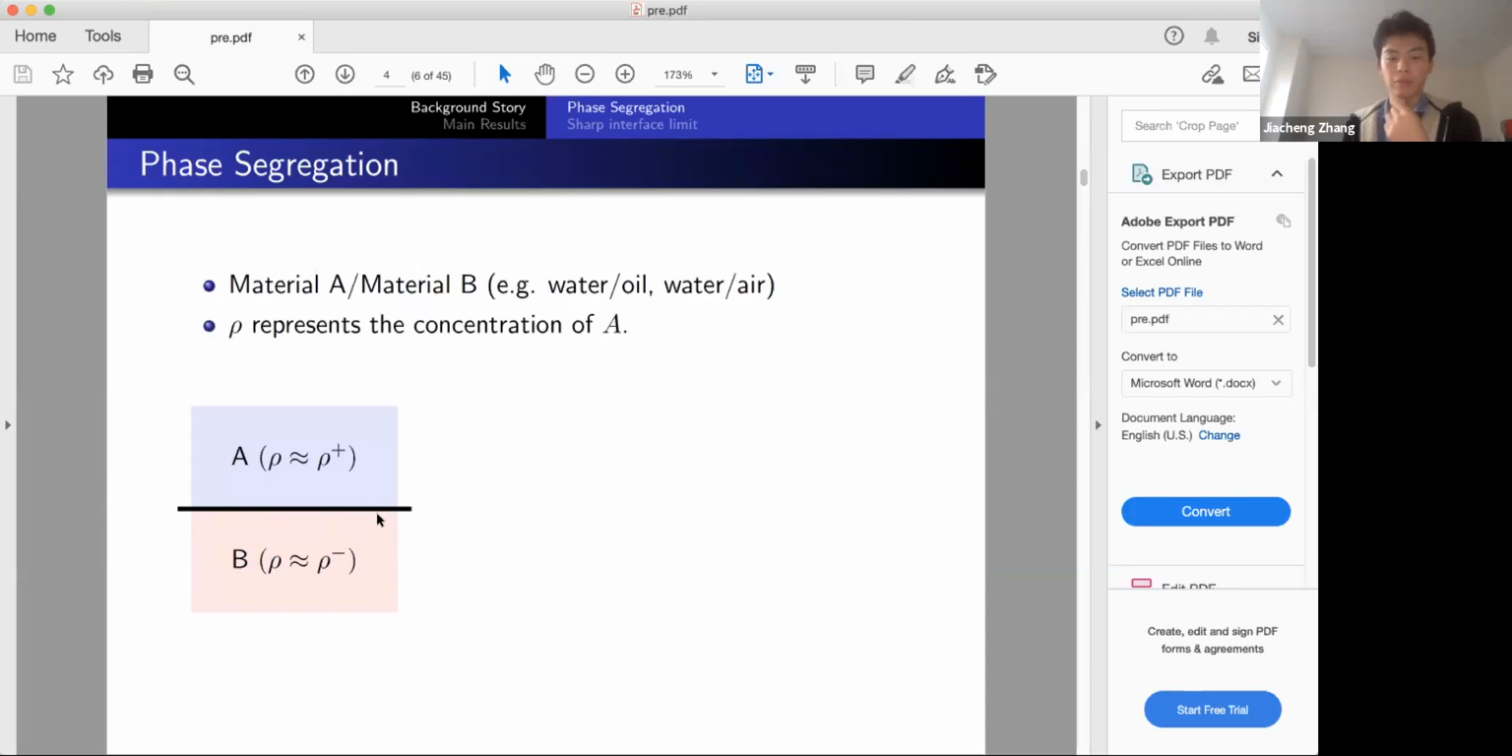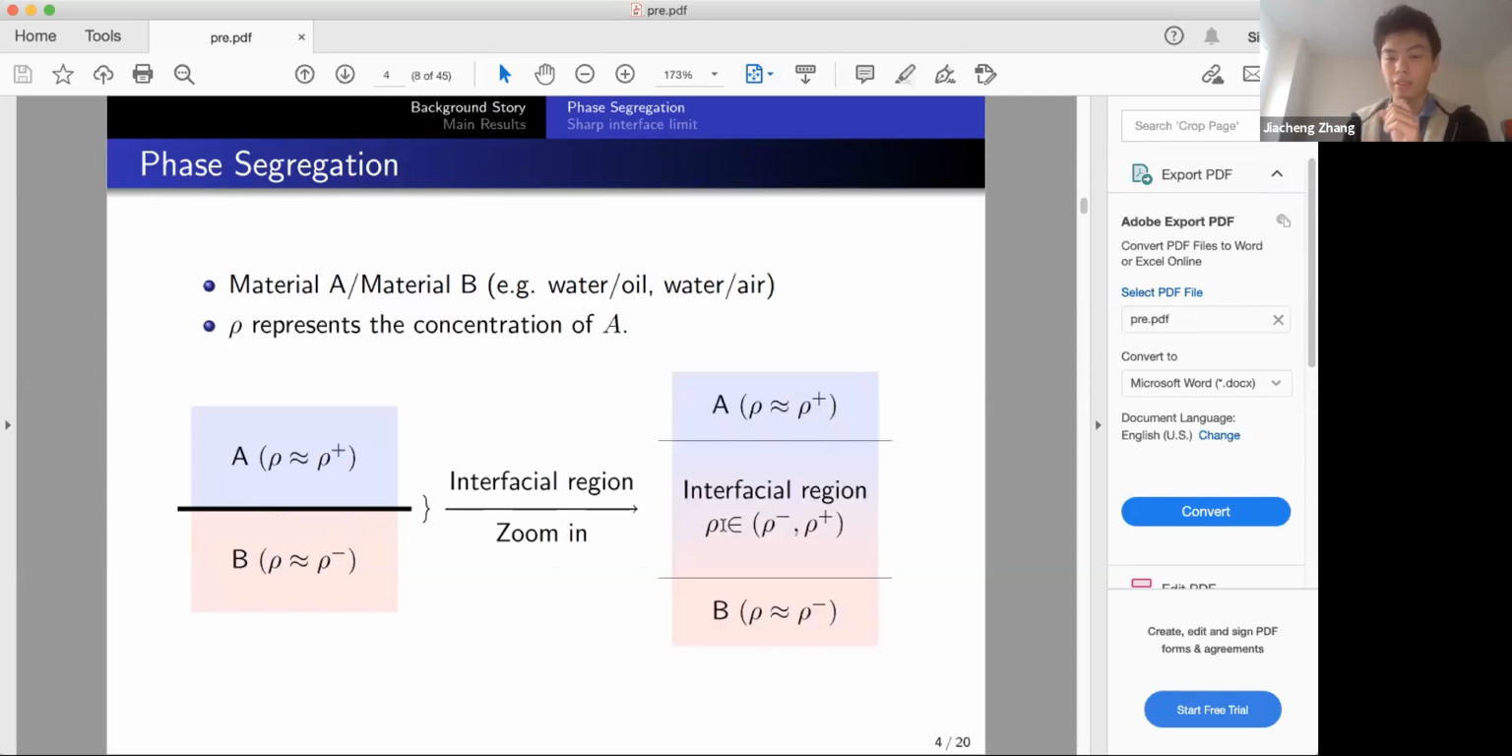And in the picture, I just drew a line for this surface, which basically means the interface, but actually this is not just a line, it's an interfacial region. So if we zoom in, we can see that inside this interfacial region, the concentration of A varies continuously from rho minus to rho plus.